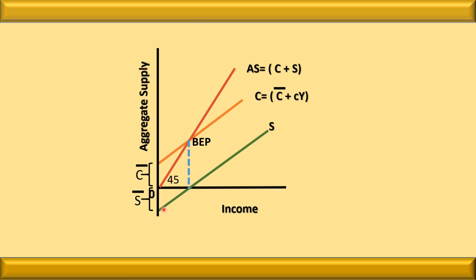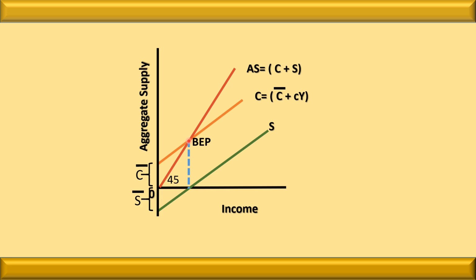Saving starts from the negative y-axis. So when the income is 0, there is dissaving. We can see there is dissaving, and remember one thing, as I told you, this saving is always equal to autonomous consumption. Clear? The saving becomes 0 when the income and the consumption are equal.